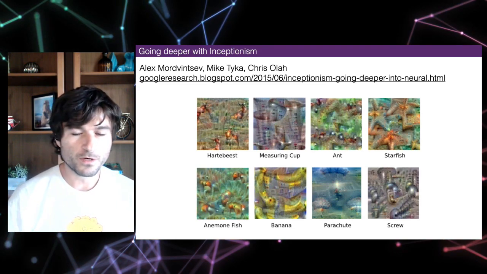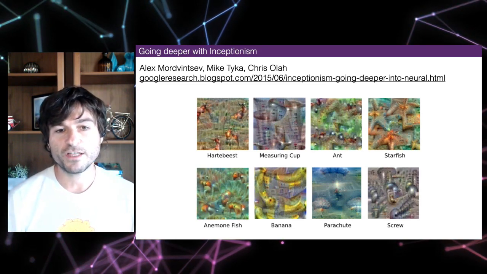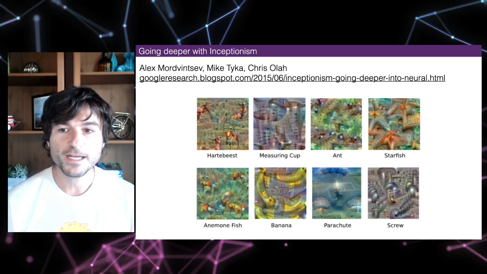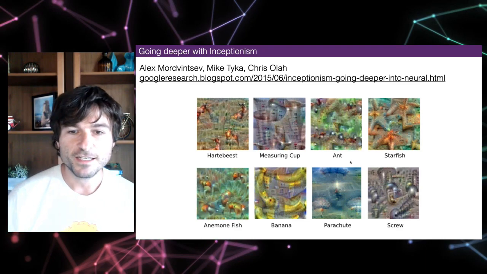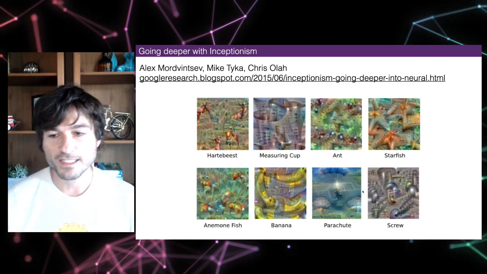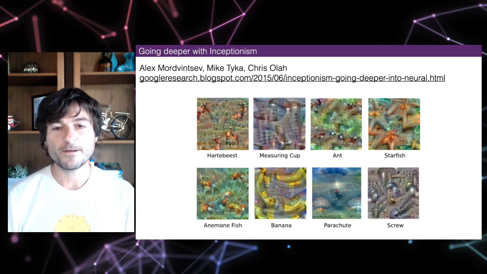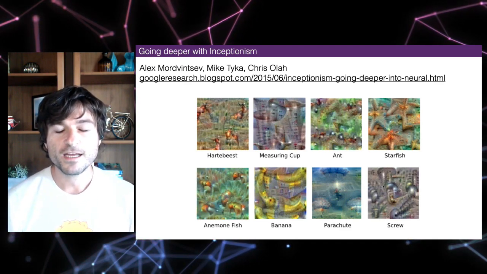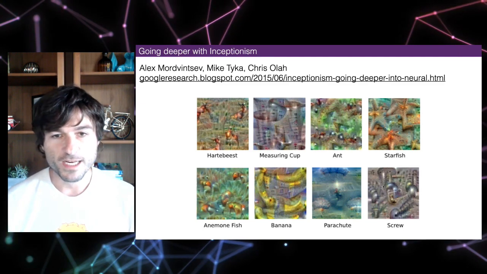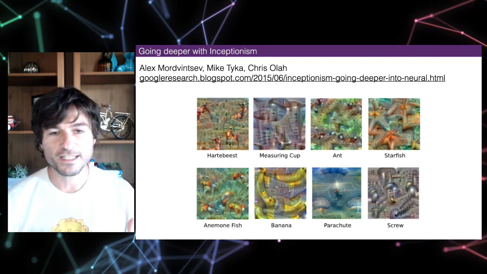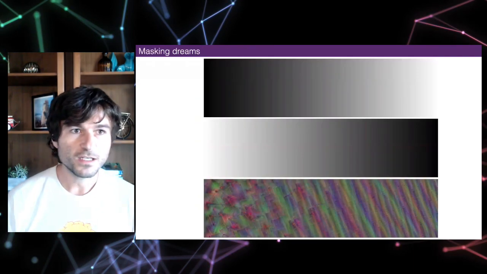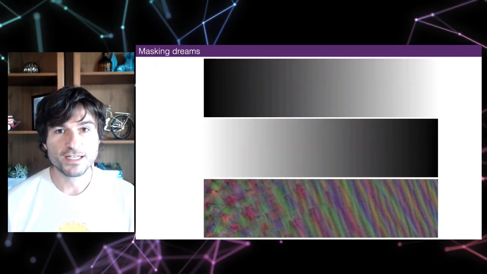And before DeepDream, they made a whole bunch of innovations to this visualization technique, which made much more vivid pictures that were much more realistic. You could see starfish and bananas and parachutes and so on, and they're very, very realistic. This was when neural networks first caught the eye of new media artists and interactivity designers and so on. So I was super interested in this technique.